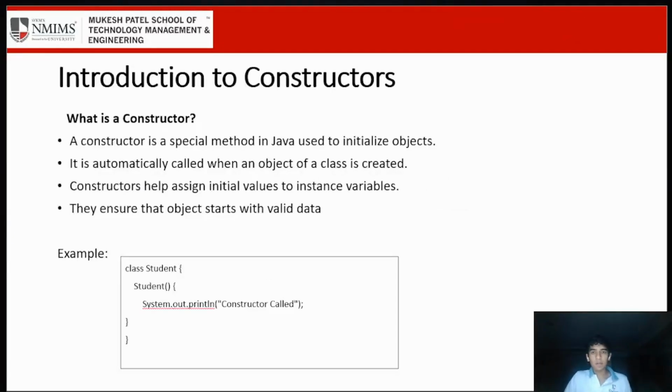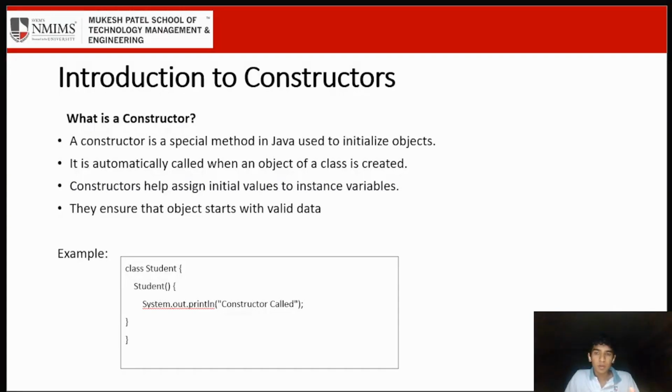So now we start with the introduction. What is the definition of a constructor? A constructor is a special method in Java that is used to initialize objects. Whenever an object of a class is created, the constructor is automatically called. So whenever you create an object of a class, the constructor is automatically invoked. Unlike normal methods, constructors have the same name as the class and they do not have any return type.